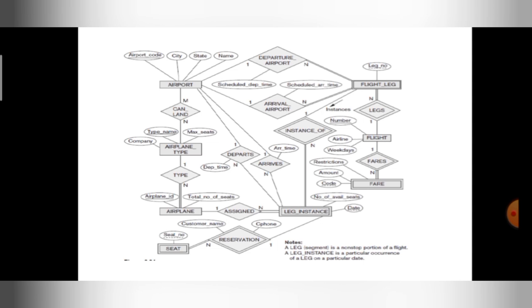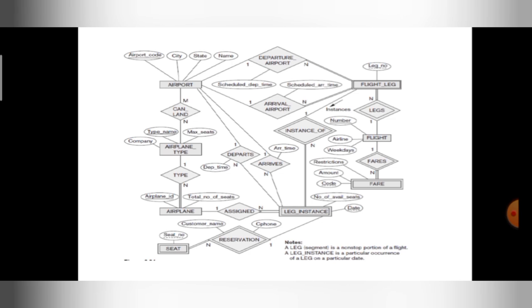Hope you are understanding. N number of seats are there to reserve for one leg instance. For one person, I can have n number of seats. That cardinality ratio I have shown here. Fare is also a weak entity. Why? If the flight is there, I can allocate the fare. If the flight is cancelled, I can't allocate the fare. That's why fare is a weak entity here, right?